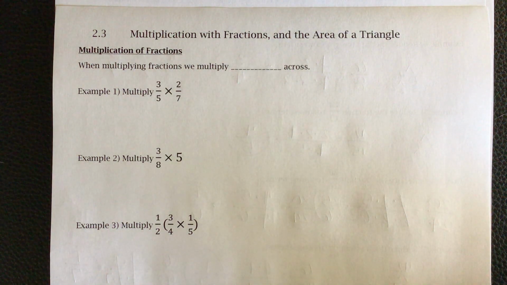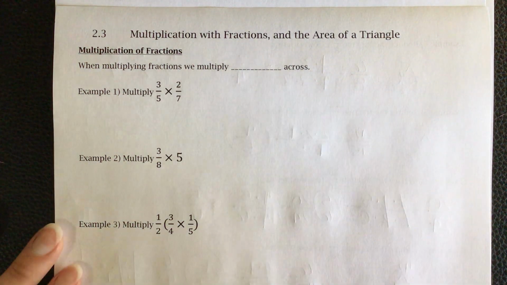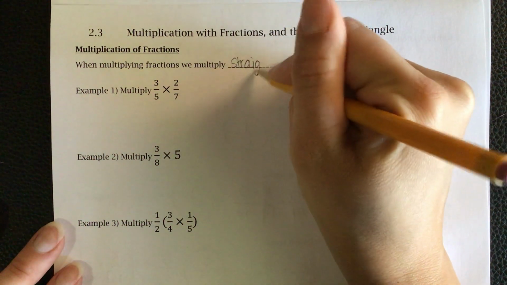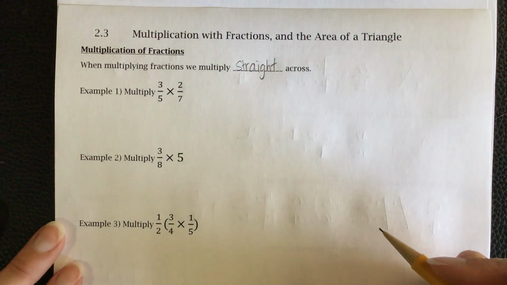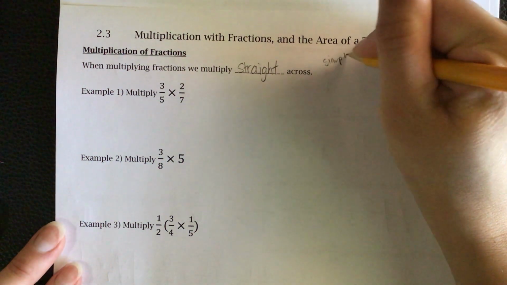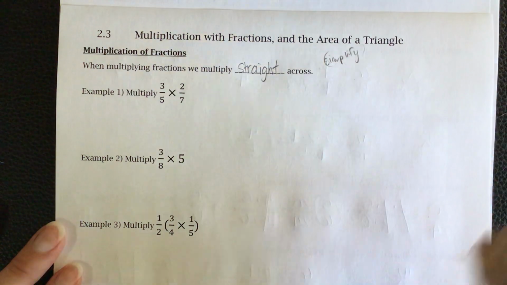2.3, multiplication with fractions and the area of a triangle. Multiplication of fractions. When multiplying fractions, we multiply straight across. That's the only rule, for the most part. And then typically we will get to, but we're not there yet, simplifying as well.